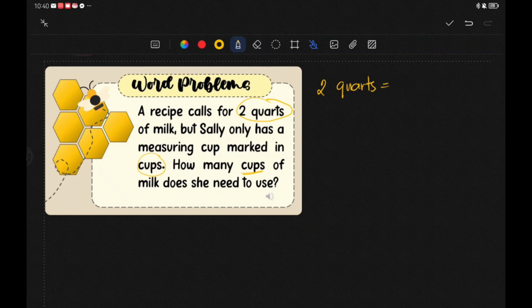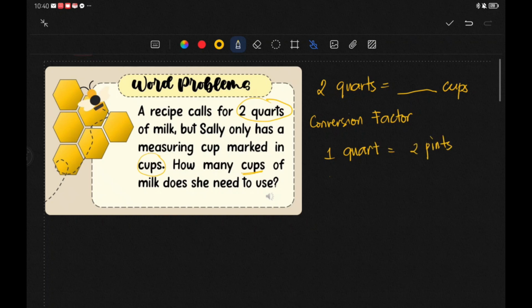So we are to convert 2 quarts to cups. So we need to remember the conversion factor is that 1 quart is equal to 2 pints, and 1 pint is equal to 2 cups.